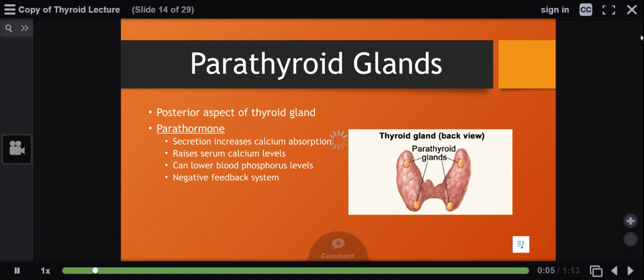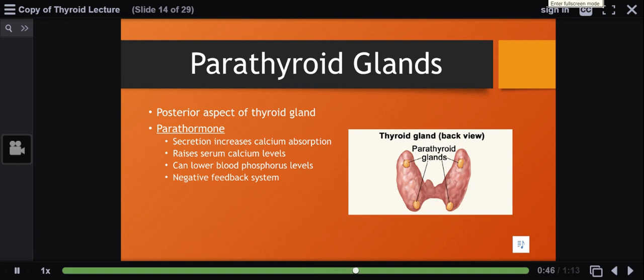The parathyroid glands are located on the posterior aspect of the thyroid gland. An individual normally has 4 parathyroid glands. The protein hormone produced by the parathyroid glands is called parathormone. This is used to regulate both calcium and phosphorus metabolism. An increase in this hormone secretion leads to an increased calcium absorption from things such as the kidneys, the intestines, and bones, which would lead to an increase in serum calcium levels.